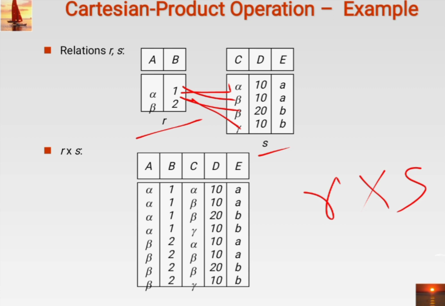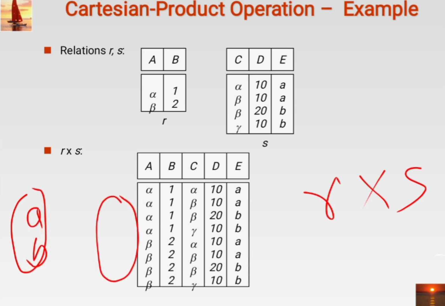In short, what I can say, R cross S means what? If I am having here some tuple with A and B, and here I am having another relation, S, with C and D, so how are they going to multiply? Like this, right? This is called the Cartesian product operation.